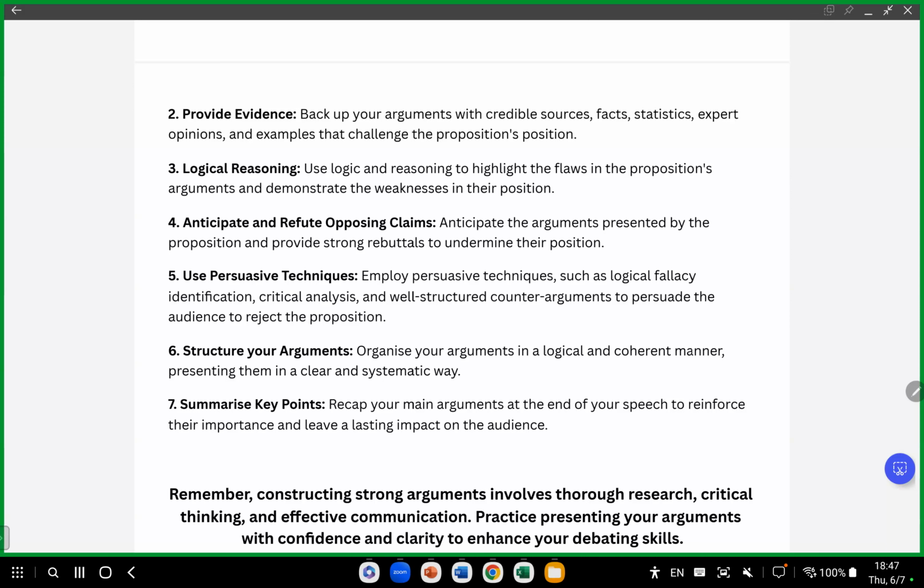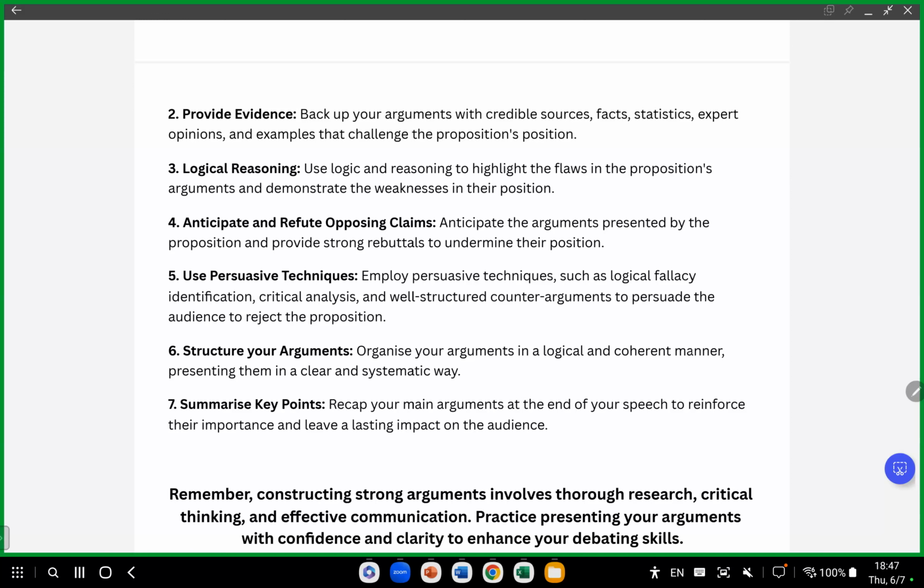Number four, you need to anticipate and refute opposing claims. So you need to prepare in advance as well, just like the proposition, except you need to prepare to undermine. You need to prepare to prove the proposition wrong.